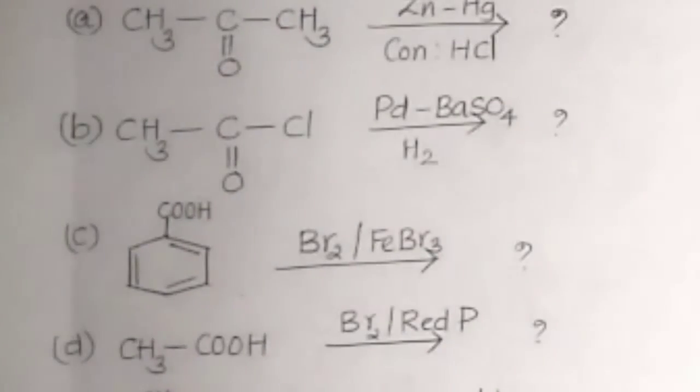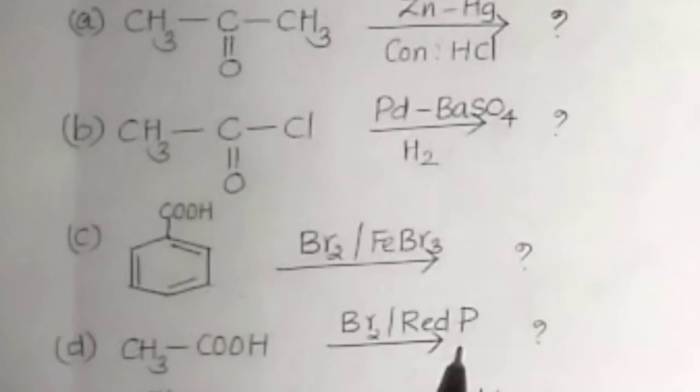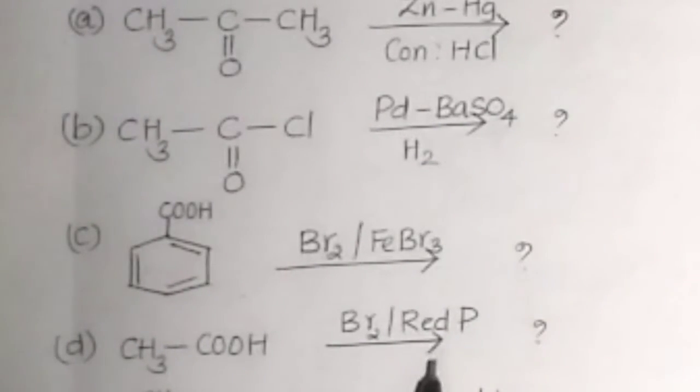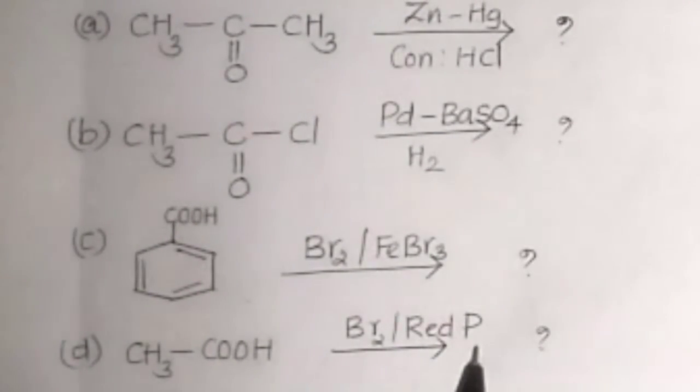Next question. CH3COOH, bromine in presence of red phosphorus. You know, very important question. Anywhere you see red phosphorus, you identify it as the HVZ reaction, the Hell-Volhard-Zelinsky reaction. Bromination or chlorination in presence of red phosphorus as catalyst.